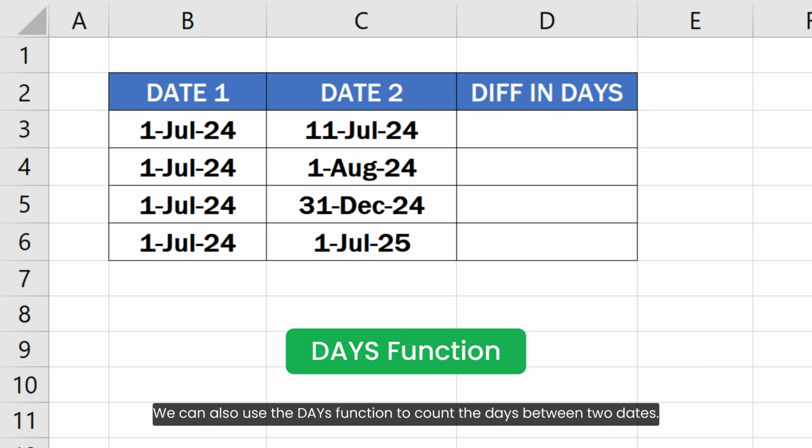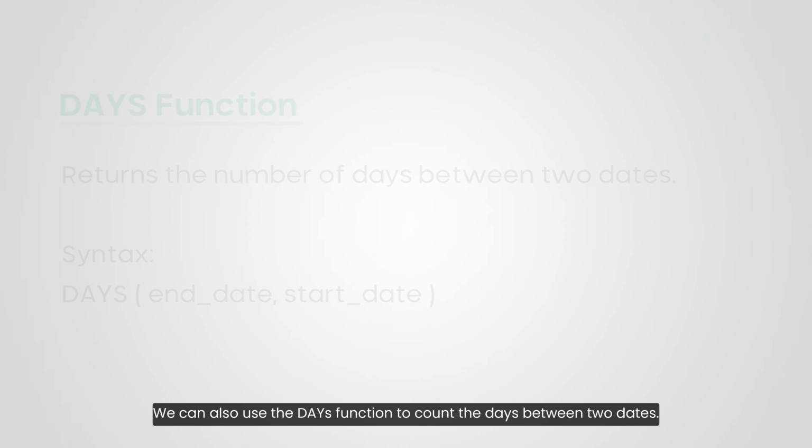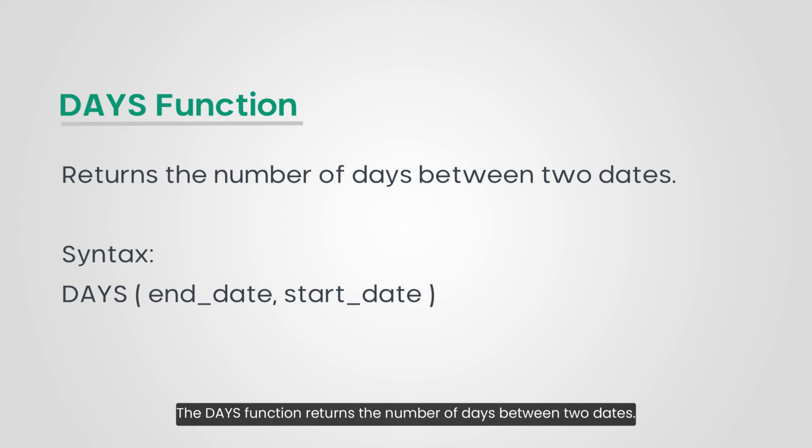We can also use the days function to count the days between two dates. The days function returns the number of days between two dates. This function accepts two arguments, an end date and a start date.